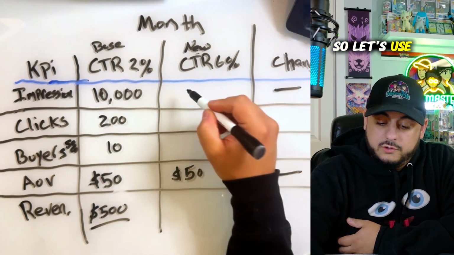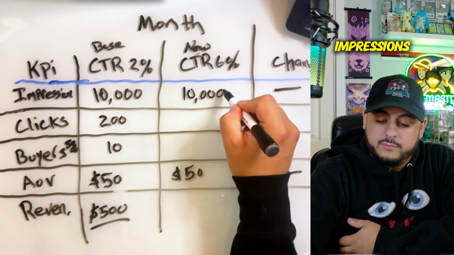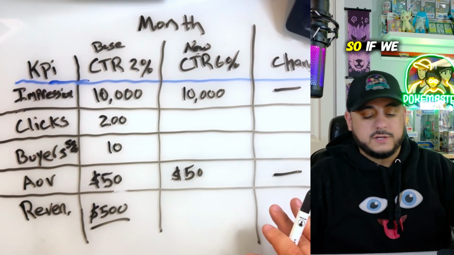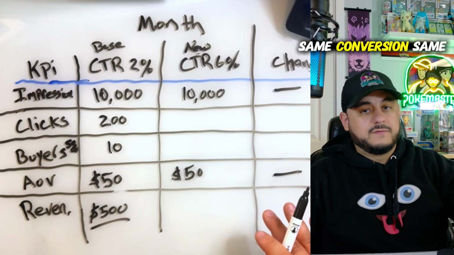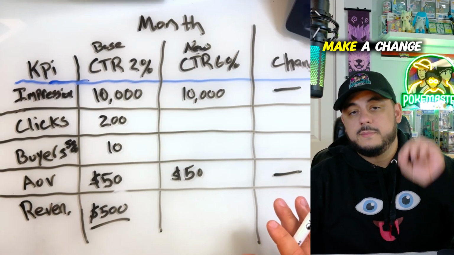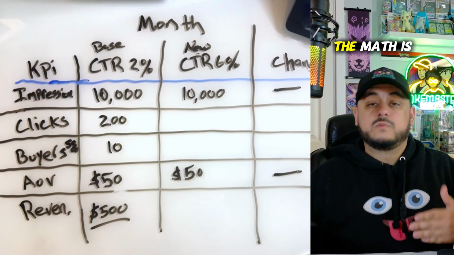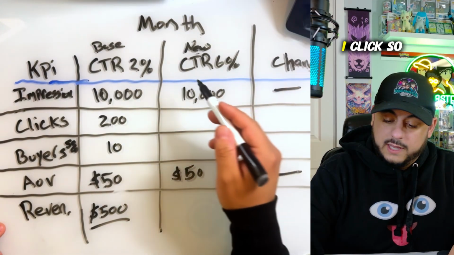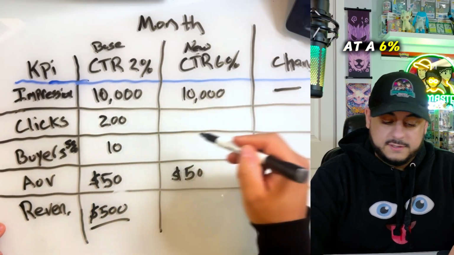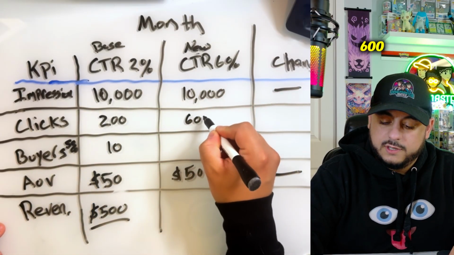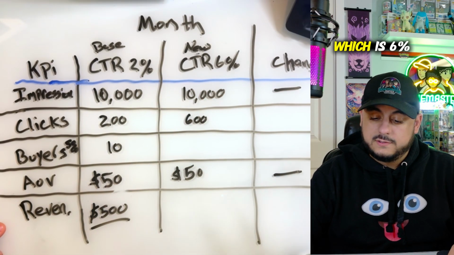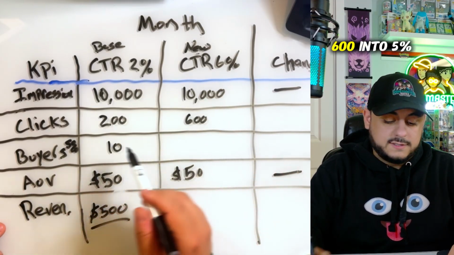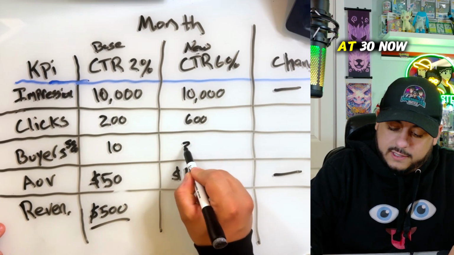So let's use the same 10,000 impressions. To be clear, in this example, nothing is changing except our click-through rate. Same percentages, same conversion, same everything else, except we make a change to our click-through rate. This is what the math is, the difference as far as revenue goes. At 10,000 impressions with a 6% click-through rate, we're at 600 clicks. That works out, math checks out. Math is mathing. We got 600 times 5%, so we're looking at 30.